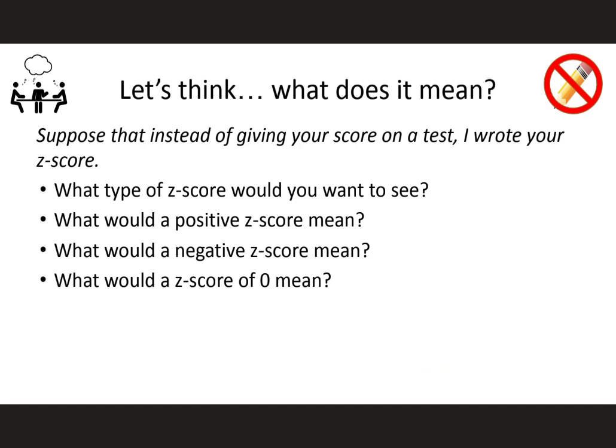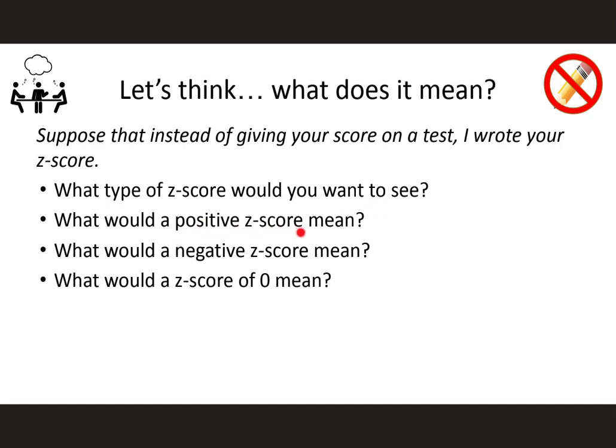If we think about these questions, it says, suppose that instead of giving your score on a test, I wrote your Z-score. What type of Z-score would you want to see? If we're talking test scores, a Z-score that we would want to see is probably a positive Z-score, because that means we were above average.